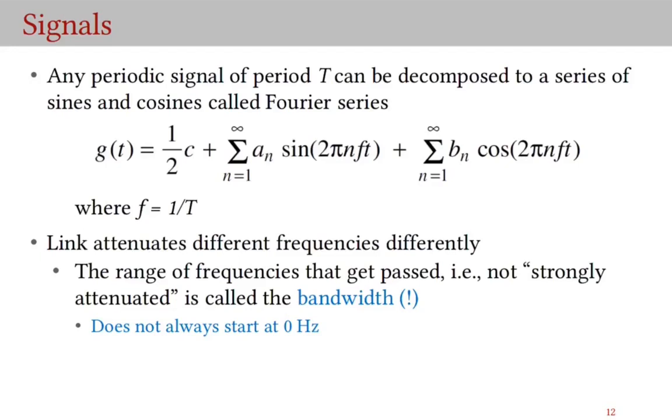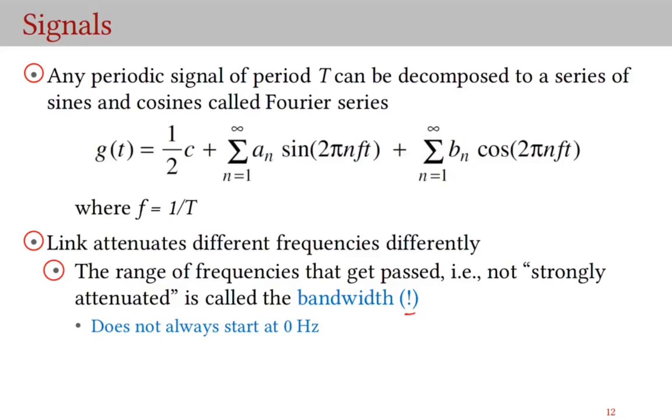Now we shall briefly discuss how signals get affected when transmitted over a link. As Fourier showed in 1807, any periodic signal can be decomposed as a sum of a series of sines and cosines of different frequencies. When a signal passes through a link, it attenuates different frequency components differently. The range of frequencies that get passed through a link is called its bandwidth. Note the meaning of bandwidth is not data rate here. It is the difference in frequency: the maximum frequency minus the minimum frequency.